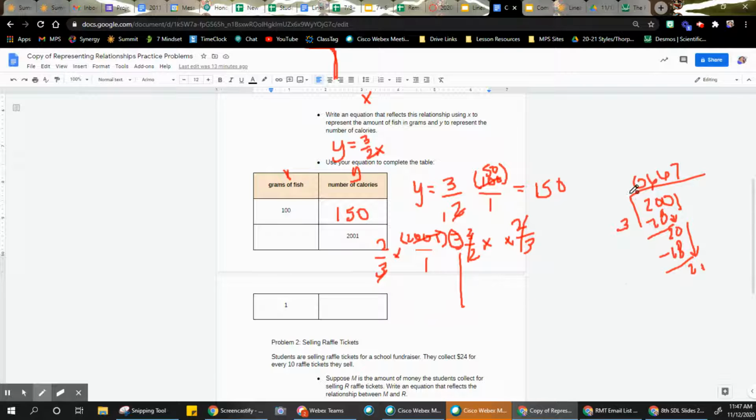So now I have 6, 6, 7. So I'm going to do 6, 6, 7 times 2. 2 times 7 is 14. Carry the 1. 2 times 6 is 12 plus 1 is 13. Carry the 1. 2 times 6 is 12 plus 1 is 13. So that means X is equal to 1,334 grams of fish.